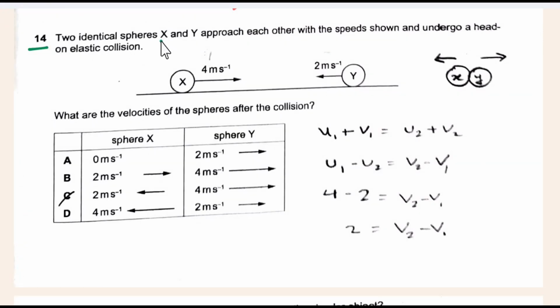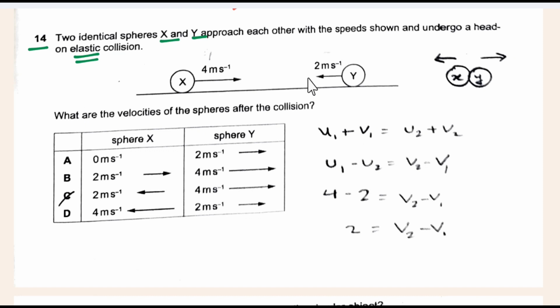Two identical spheres X and Y approach each other with speeds shown and undergo head-on elastic collision. So they undergo elastic collision. As they are identical spheres, they have the same mass. Sphere X collides with sphere Y, and after collision, since they have the same mass, they would move in opposite directions. Now which velocities of the spheres after collision are correct?